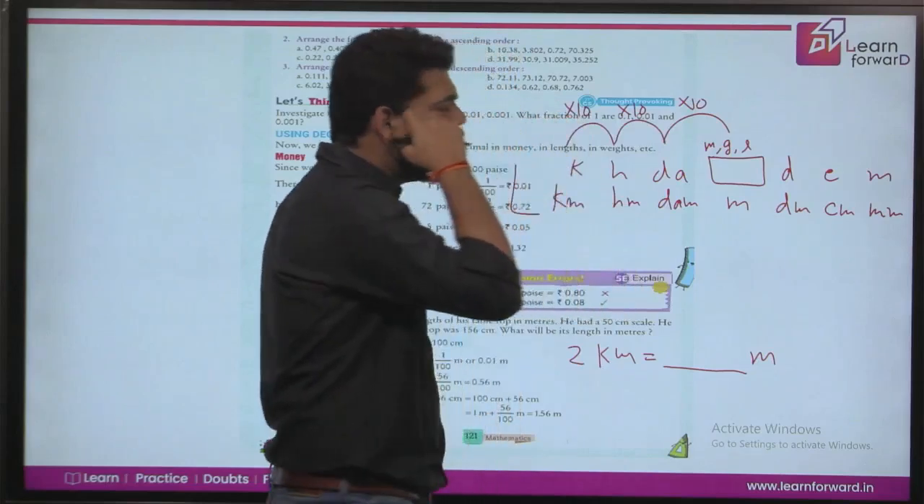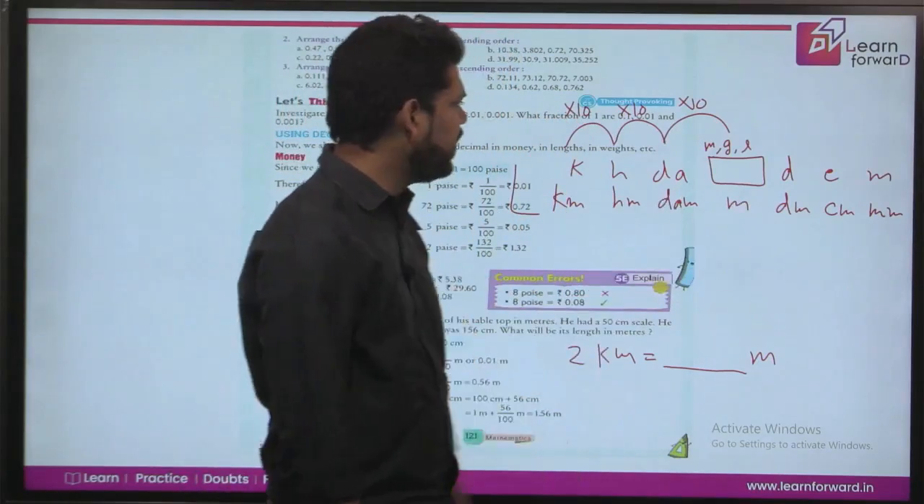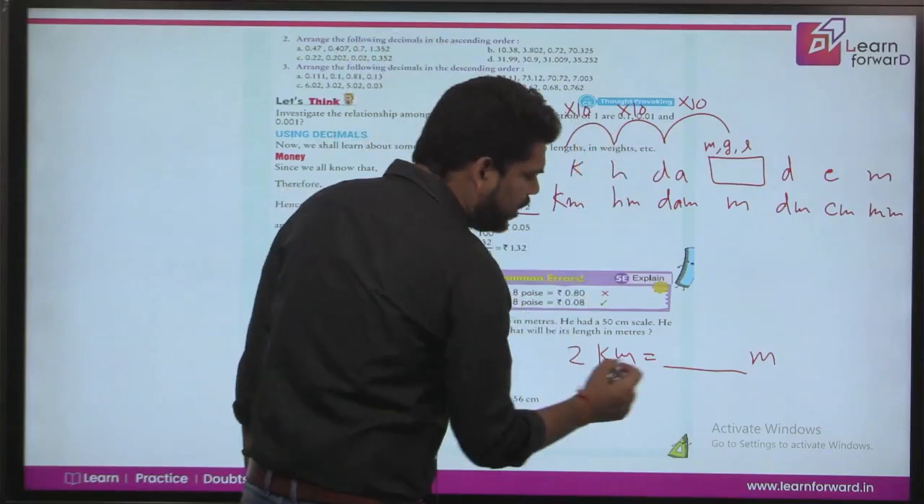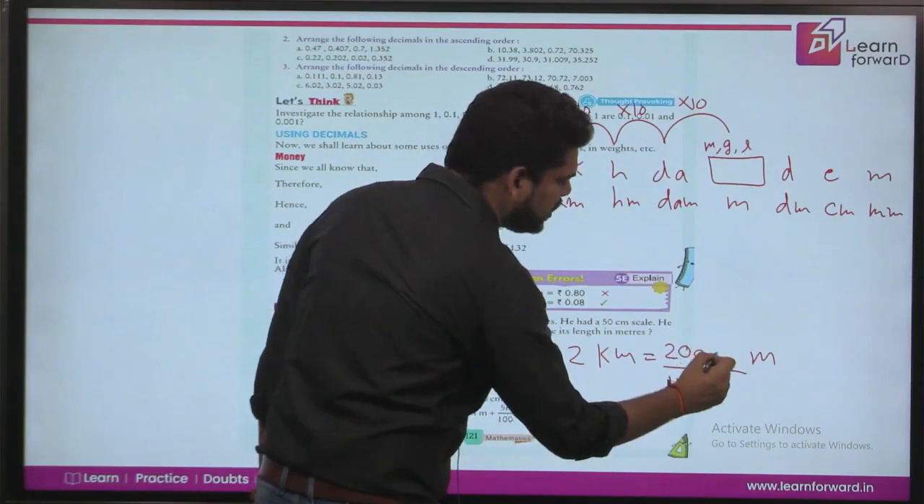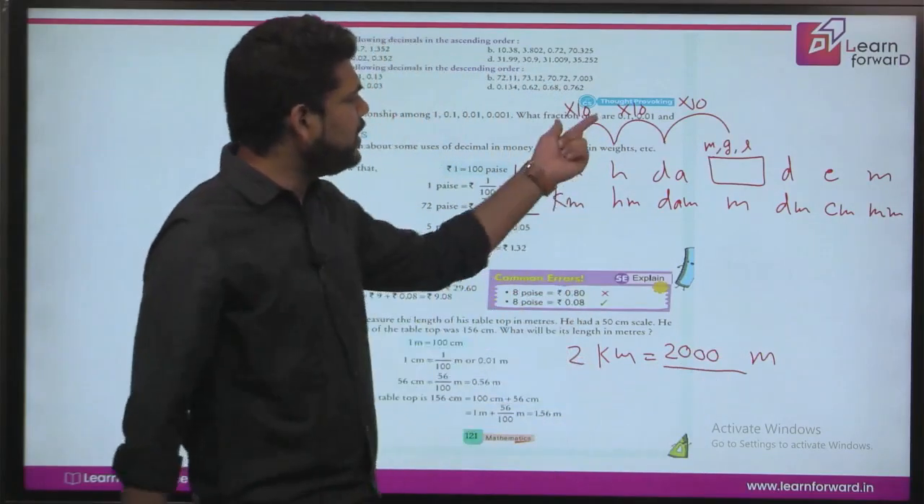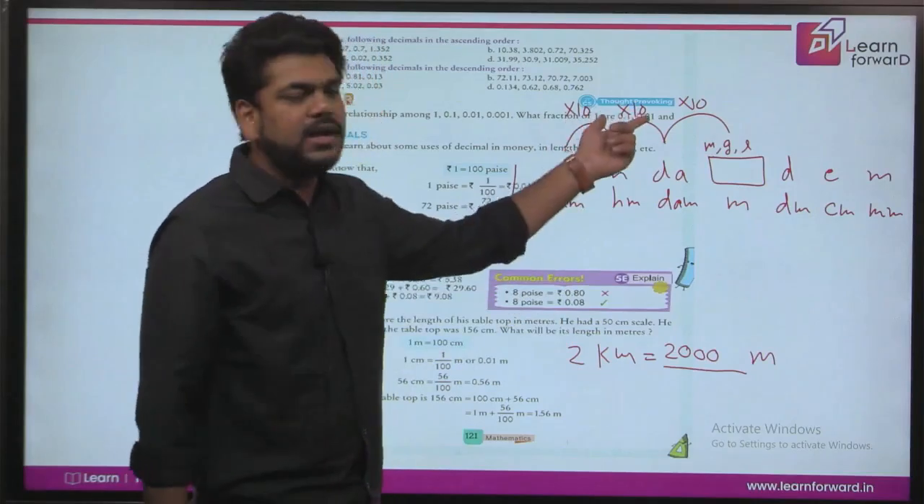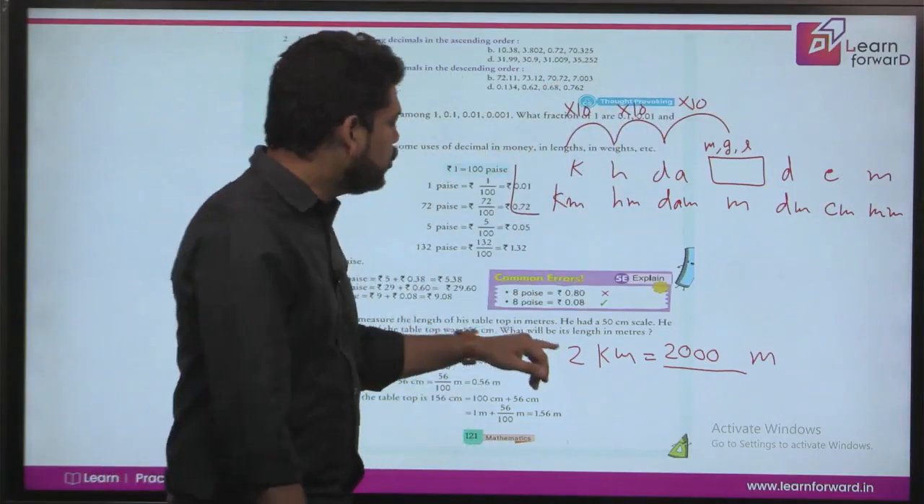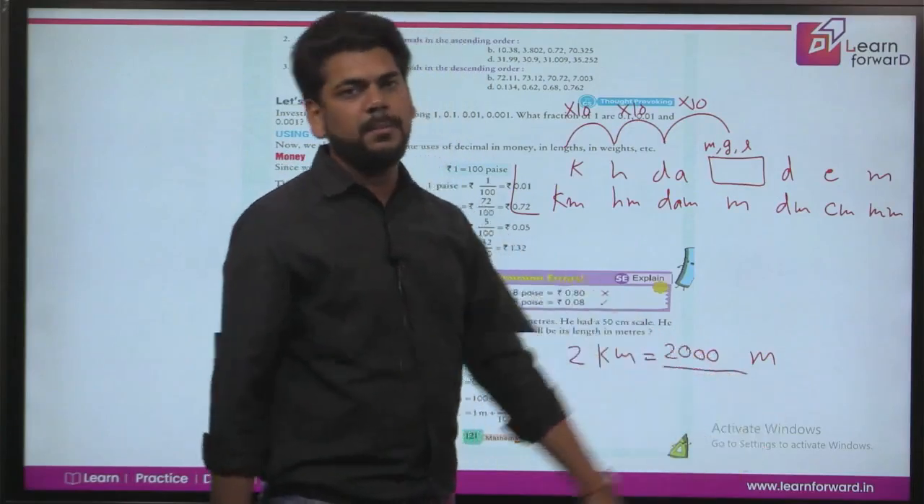I will multiply with 10 on each step. Fine. So how many jumps? 1, 2, 3. So after 2 there will be 0, 0, 0. 2 multiplied by 10, 20. 20 multiplied by 10, 200. 200 multiplied by 10, 2000. So 2 kilometer is 2000 meter.